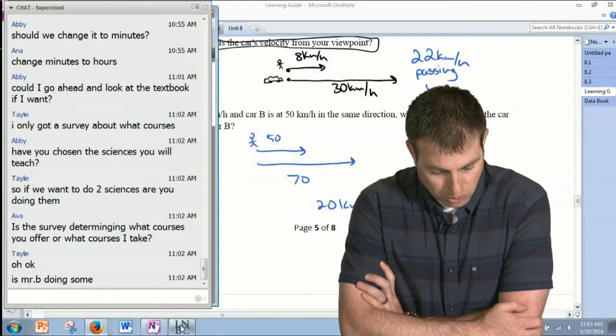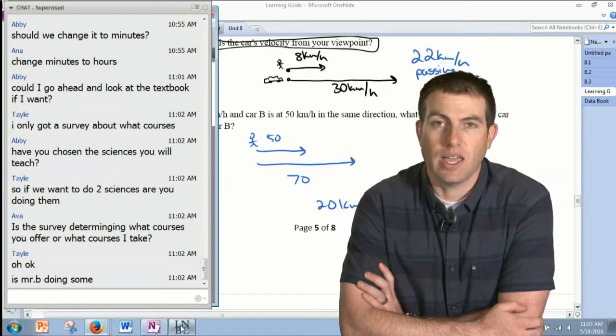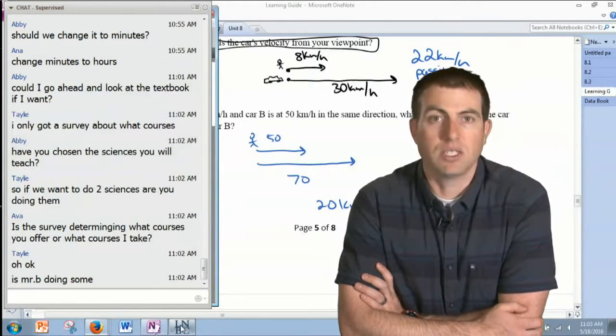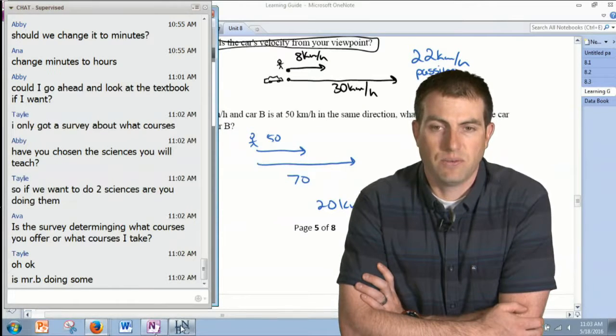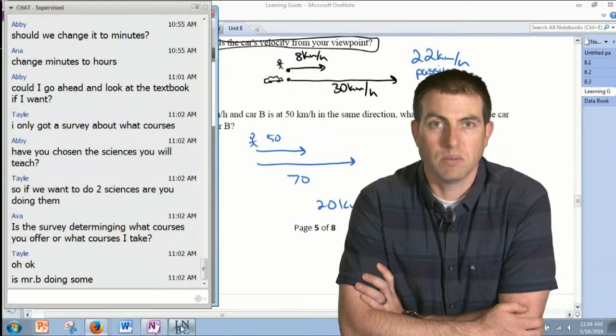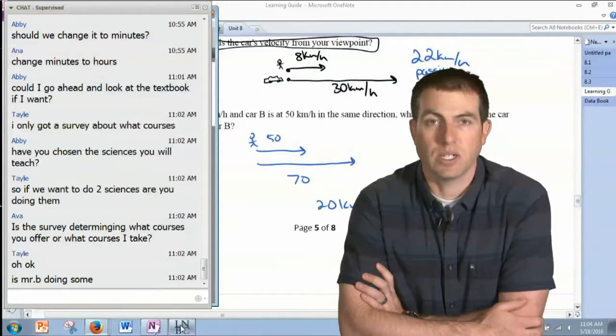Is the survey determining what courses you offer? A bit of both, Ava. If everybody decides they want Physics 11, then I'll teach Physics 11. If only one person wants Physics 11, then we're not going to teach it. You'll have to take a correspondence.